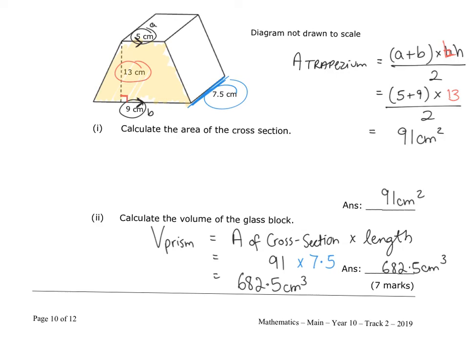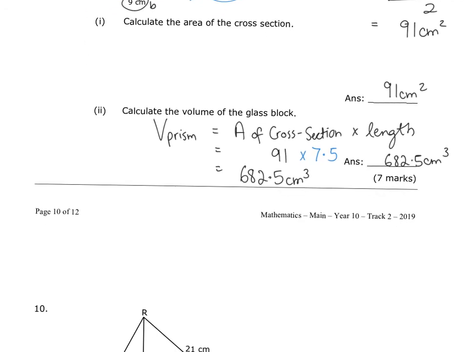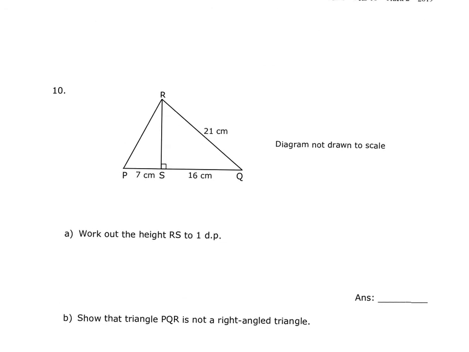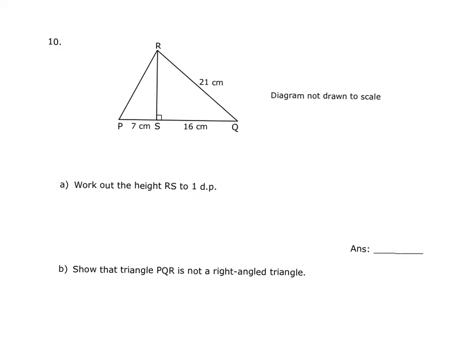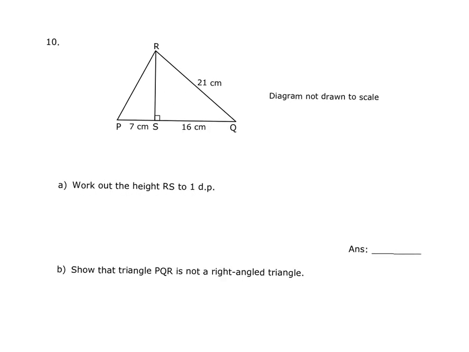Okay, so that was revision of the area of a trapezium and volume of a prism. Last question, 10. We have triangles there. I can already see a right angle triangle, so it will be a Pythagoras or trigonometric question. Work out the height RS to 1 decimal place. The height RS is this one.